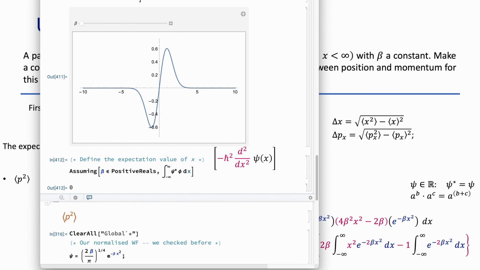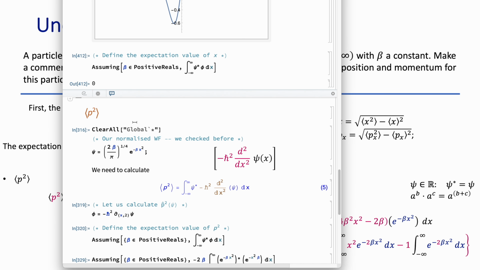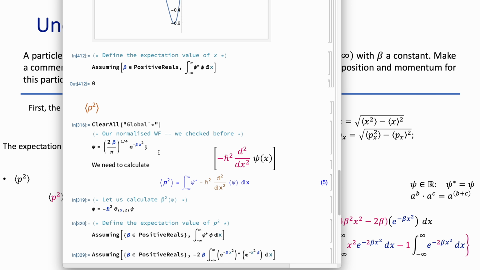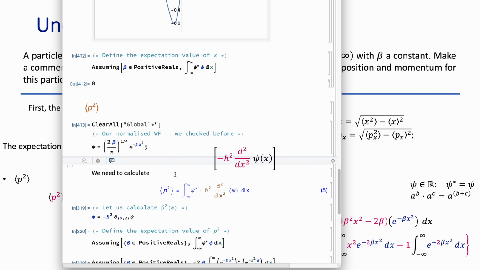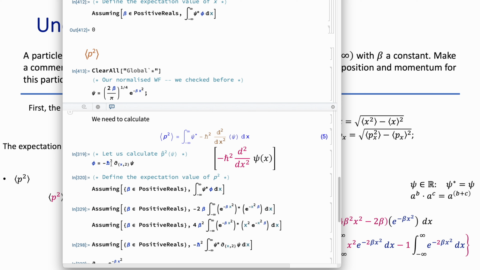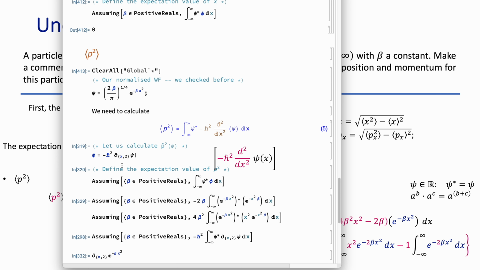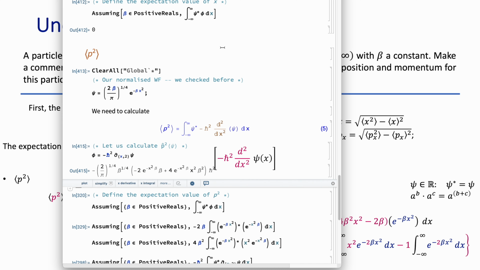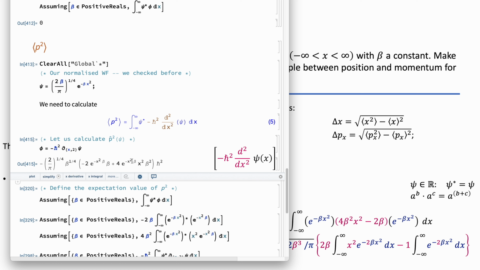So let's see what we can say about that particular function. Let's calculate now the expectation value of the momentum square. Let's define our wave function first. Let's just check that what we had as our second derivative of our wave function is correct. This is to double check our work. And sure enough, what we have here, just after some cleanup, is exactly what we end up having in this particular case.